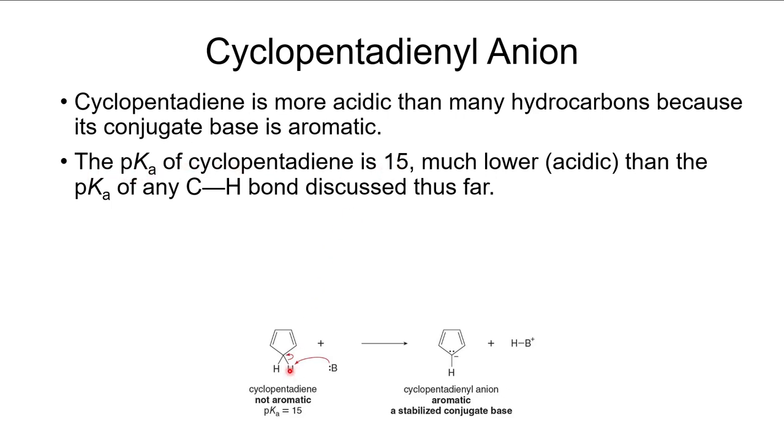When we deprotonate that, we're going to form the cyclopentadienyl anion, and because that is so stable, this is going to be a pretty strong acid. And as I mentioned, a pKa of 15, of any of the carbon-hydrogen bonds that we've looked at so far, has the lowest pKa. The only ones that I know that are lower are ones that have carbonyls adjacent to them. We're going to see that a few chapters later when we're looking at reactions having to do with carbonyls.